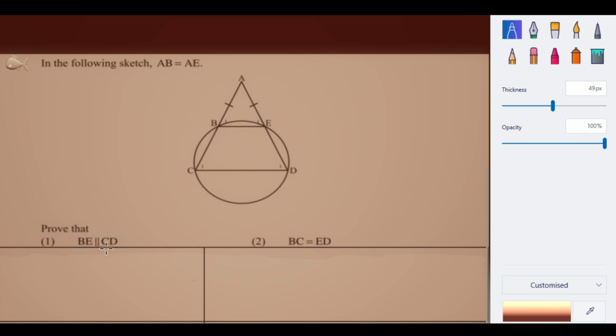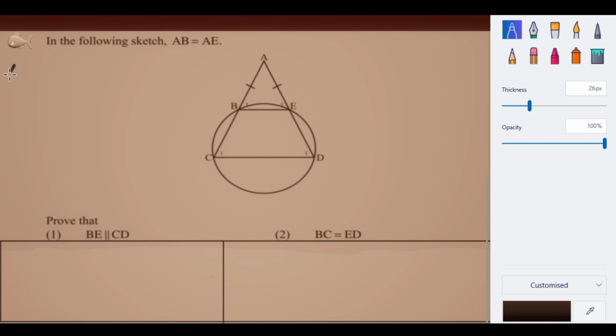Guys, to prove that BE is parallel to CD, when you're required to prove parallel lines, you have got three choices to choose from. You have got the alternating angles, the corresponding angles, and the co-interior angles. The first choice will be the alternate angles. These are the alternating angles, and they form a Z.